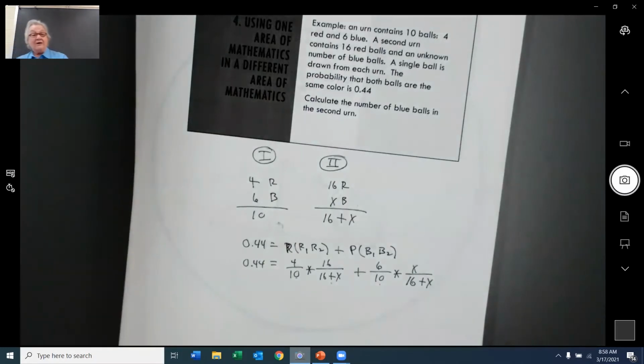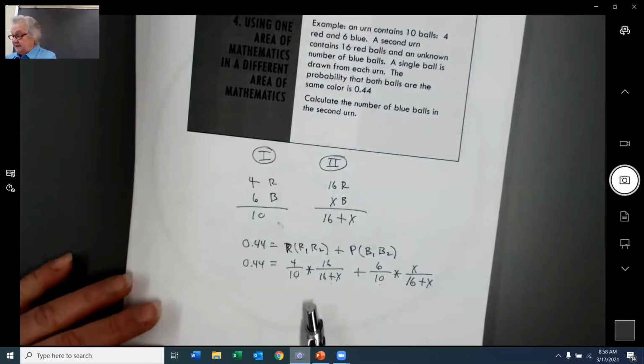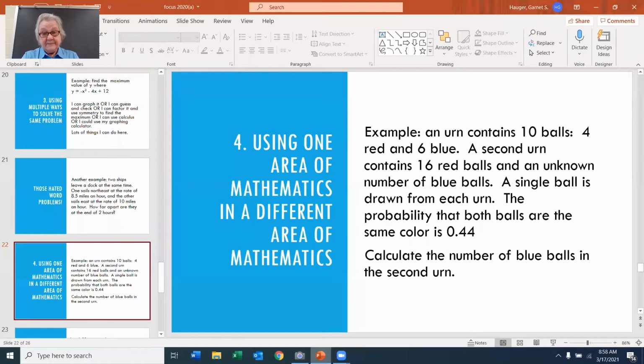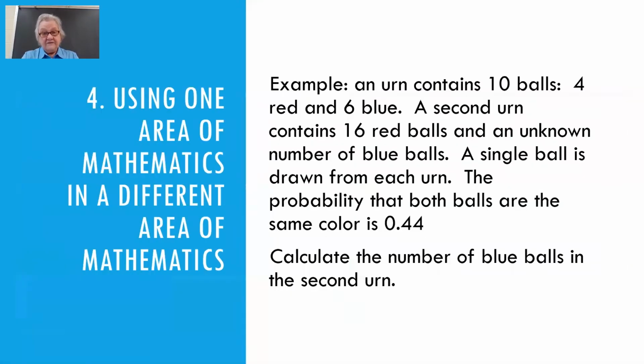Now you are in algebra land. Once you get to here, we've left probability land, and now we're in solve this equation kind of land. So there's an example of where you have to use algebra to solve a different kind of problem. And that's pretty typical of mathematics. And I'll have to say that algebra is the one thing that pretty much permeates all areas of mathematics. So don't neglect to study your algebra.